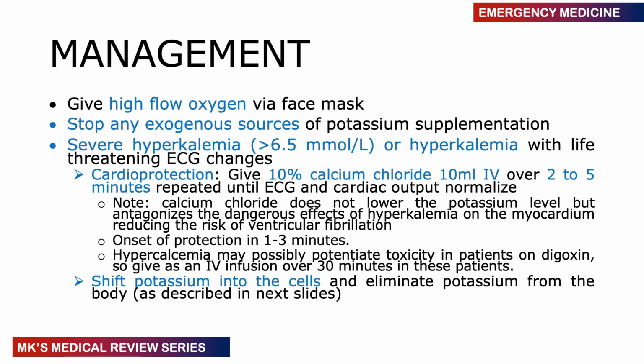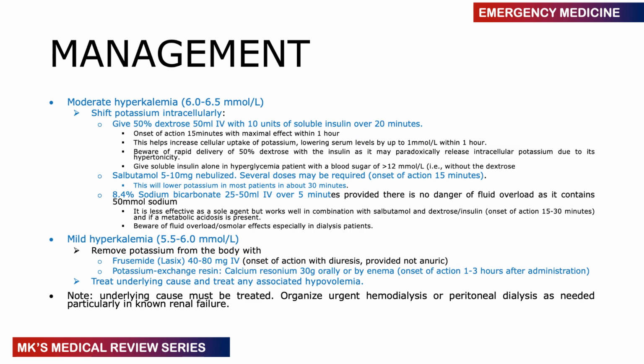You also want to shift the potassium into the cells and eliminate it from the body. Of course, I'll discuss this in the subsequent slides. Then in terms of those that have moderate hyperkalemia, 6 to 6.5, again, you're going to protect the myocardium. You give them that calcium gluconate or your calcium chloride. You want to shift the potassium intracellularly. So you want to give them 50 mils of 50% dextrose, and then you're going to be giving them 10 international units of soluble insulin over 20 minutes. Remember, number one here, you want to give the dextrose first, followed by the insulin. You shouldn't give the insulin, then the dextrose.